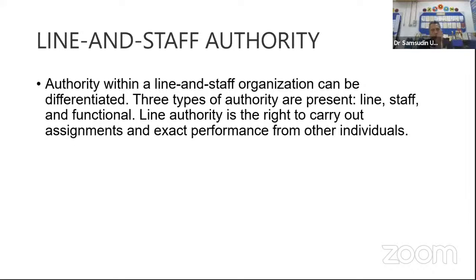Therefore, the line authority and the staff authority, their roles, line and staff roles, are very important in order to support the organization to achieve the objective.